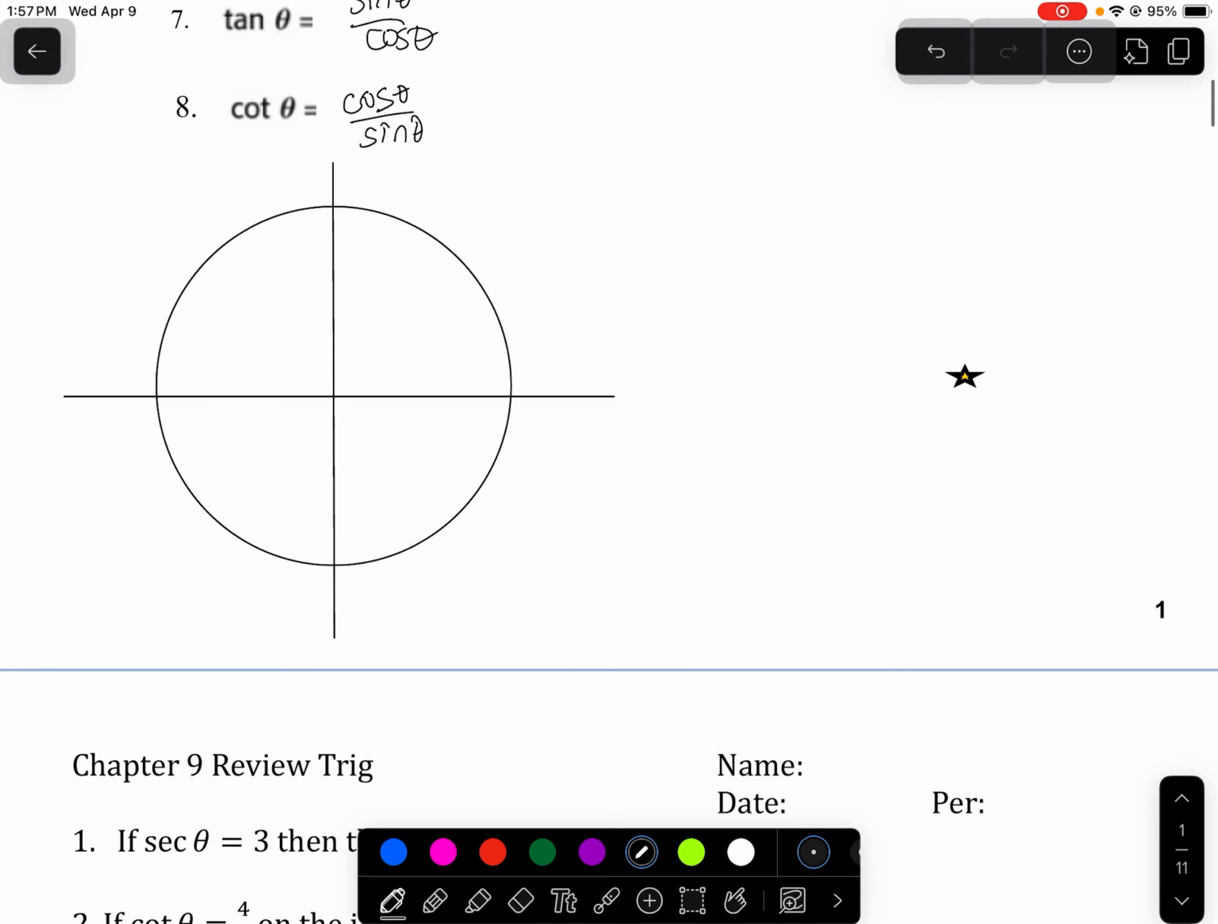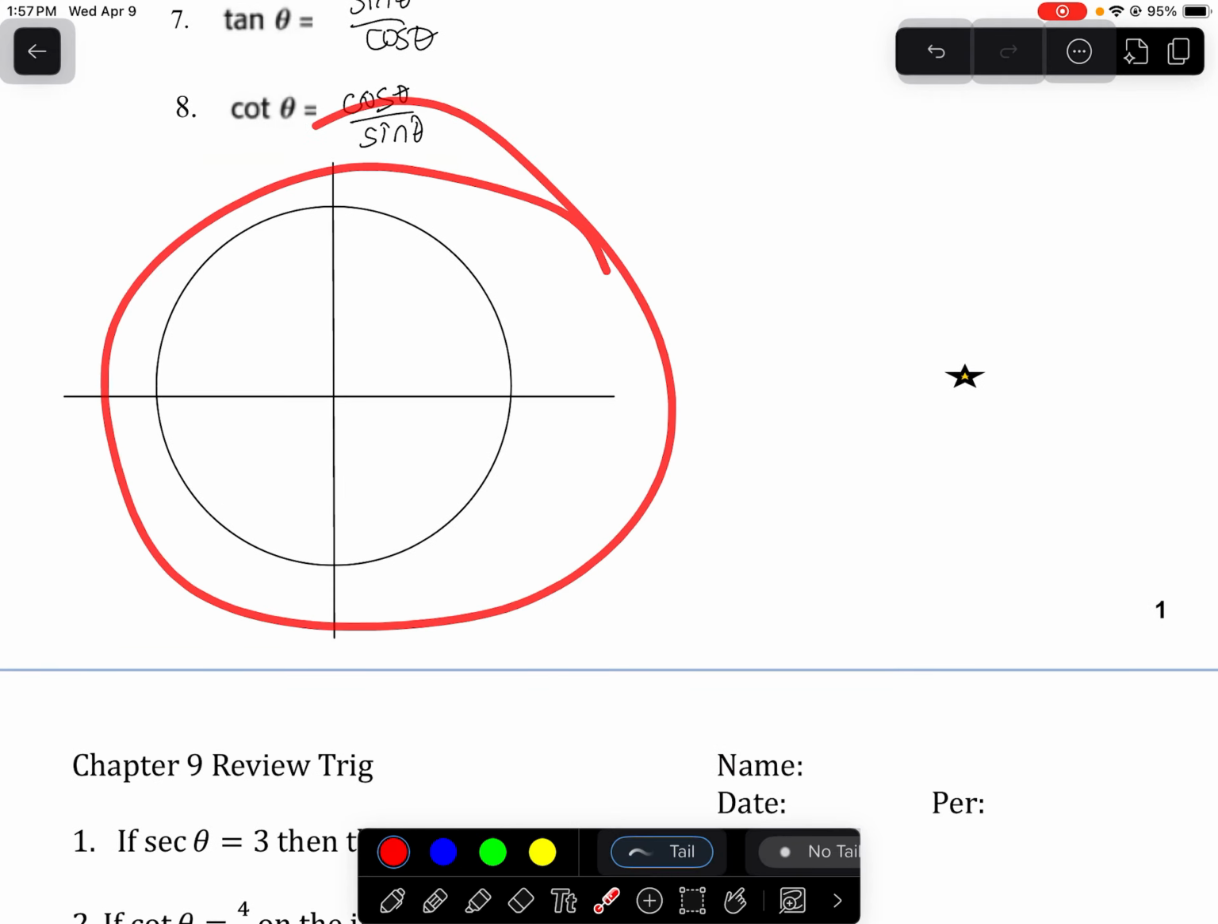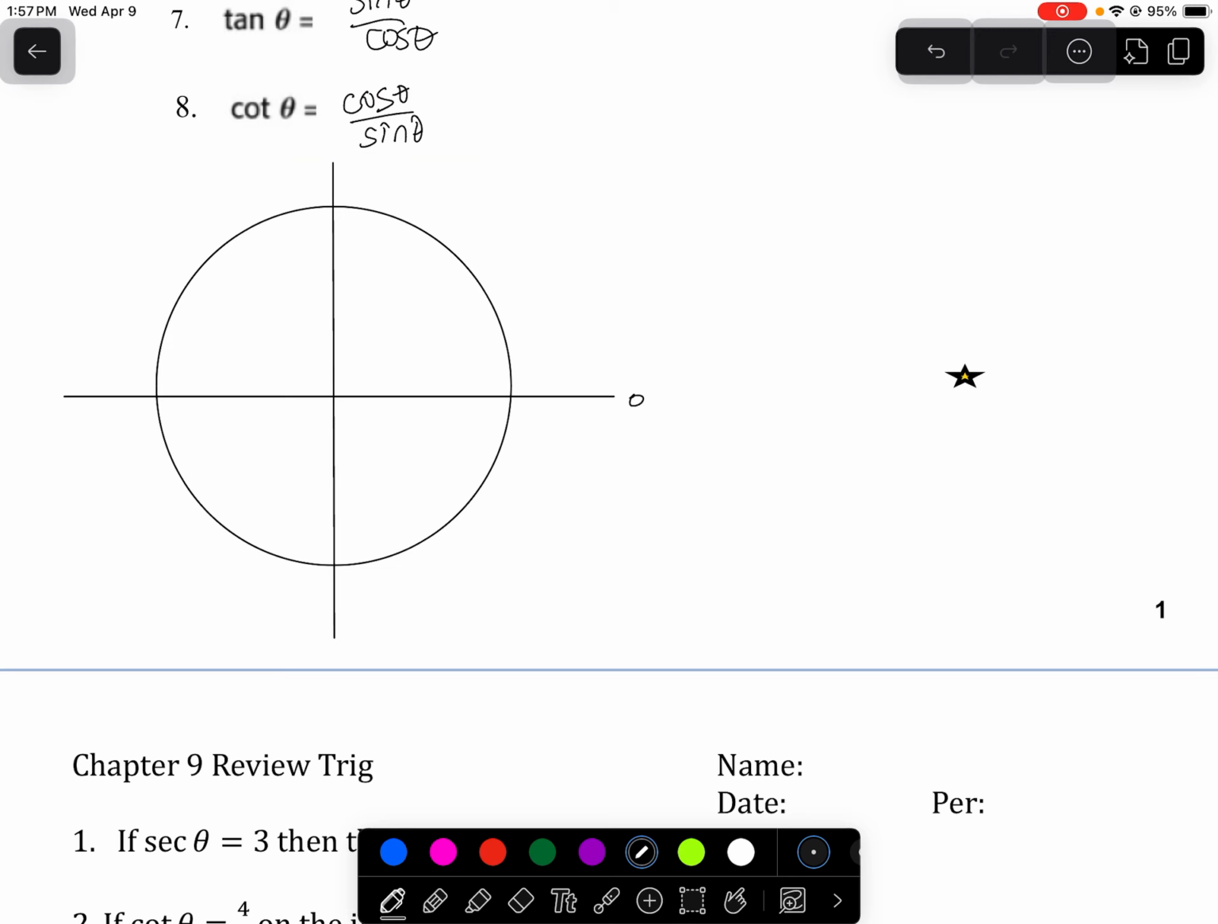Now, it's also a good idea to have your unit circle memorized. So remember, your quadrantals count by 90s. So 0, pi over 2, pi, 3 pi over 2, and 2 pi, or 0. Everything in the first quadrant is positive, positive. The second quadrant is negative, positive. Third quadrant is negative, negative. Fourth quadrant is positive, negative.